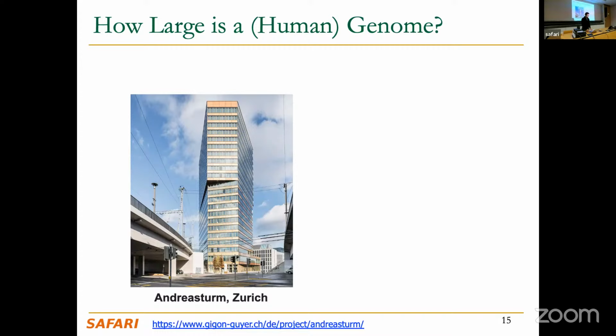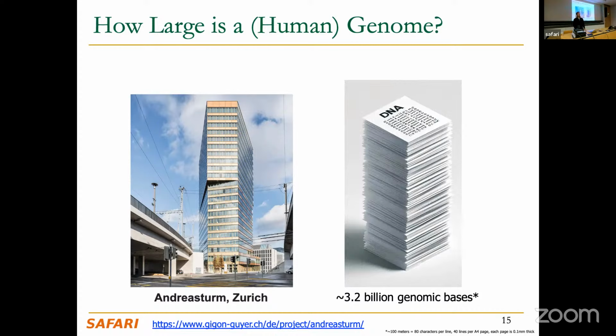To put it in perspective, if you sequenced a human genome and wrote every letter on a piece of paper until the end of your genome, and then collected all these papers and built a pile, the size of the genome would be much taller than the Andreasturm. I did the math, if you are curious. This would be around 100 meters tall, whereas the Andreasturm is around 75 meters tall. Essentially, this is telling us that even sequencing data from a single human genome is extremely large in terms of data size.